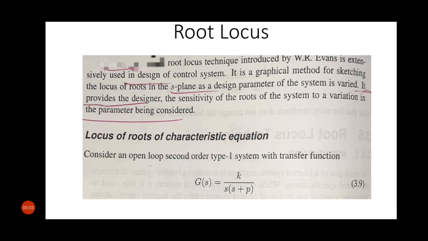Today I will start a new topic for stability analysis. The topic name is root locus technique. So let's start our discussion.